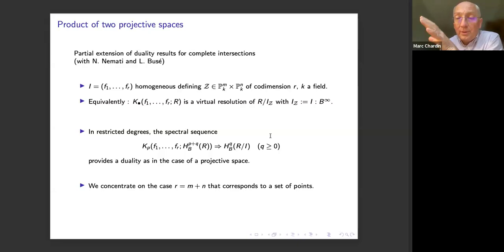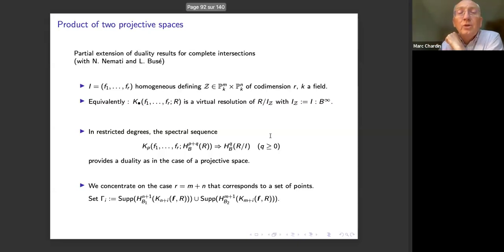But to some degree, we have a general result, but that's not a problem, okay? So assume I have a set of points. And so what will be this restriction on degrees? It will come from the support of the cohomology in the Koszul complex. Okay, so I will call gamma I, and we'll see on the example just after, the support of these local cohomologies of some Koszul homologies.